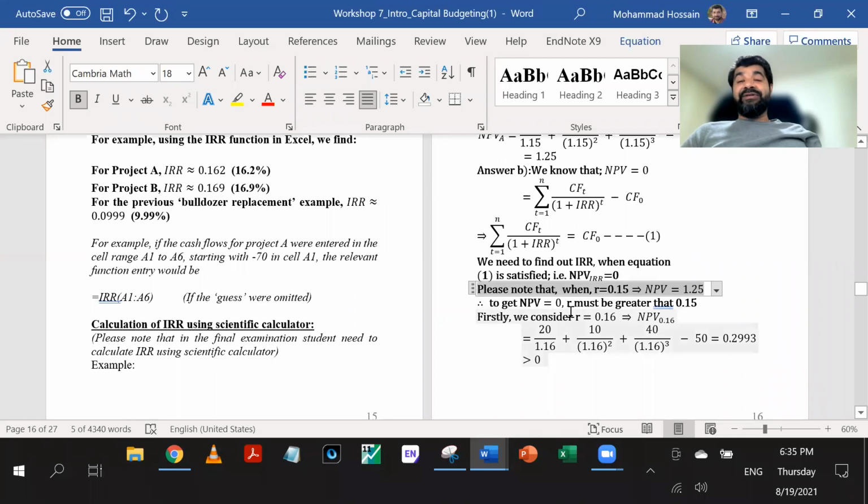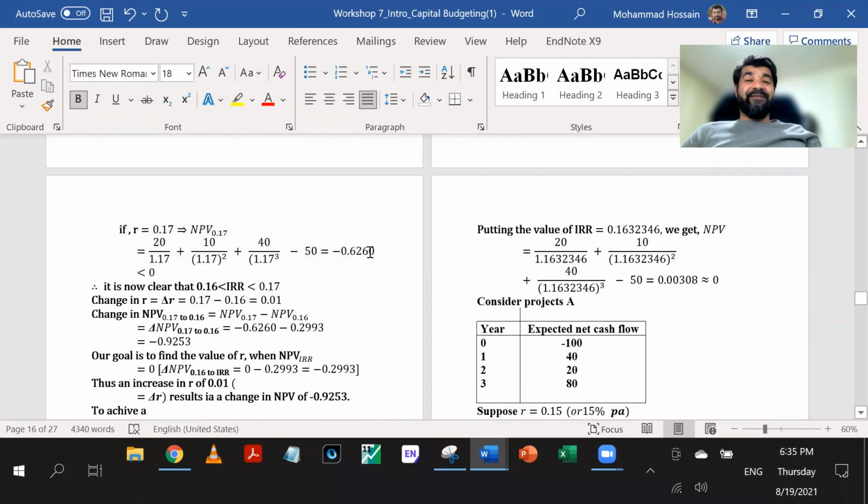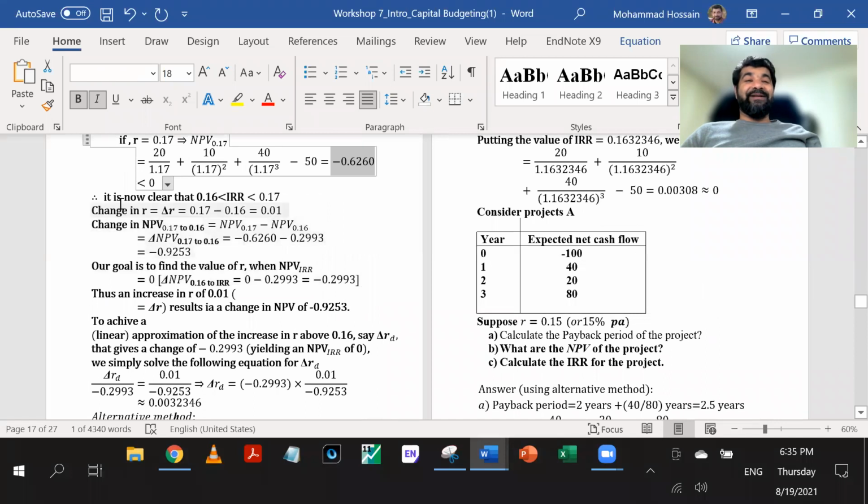To get NPV equal to 0, R must be greater than 0.15. Now we are increasing, assuming it will be greater than 15. So let's say 16. When you go for 16, it gets 0.2993. I know that it's still not good enough. We have to increase more. Let's say 17. When you go to 17, it goes to a minus level now. So it will be between 16 and 17. Now we do the trial and error method. It's now clear that IRR is in between 16 and 17.